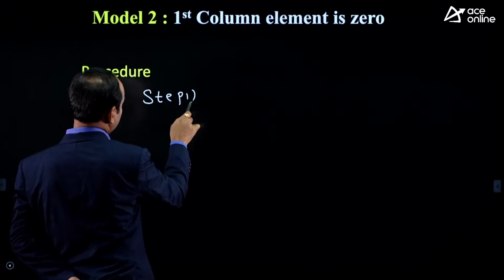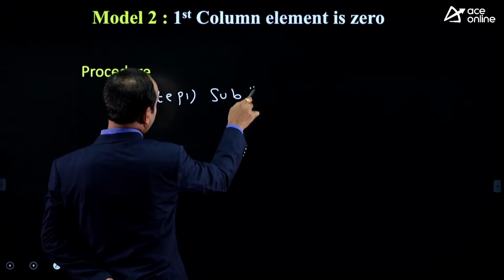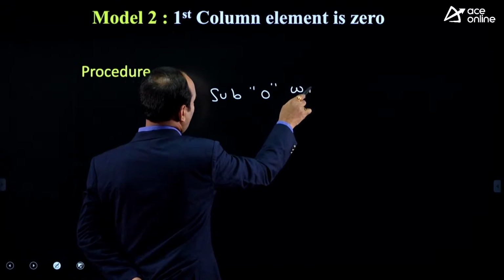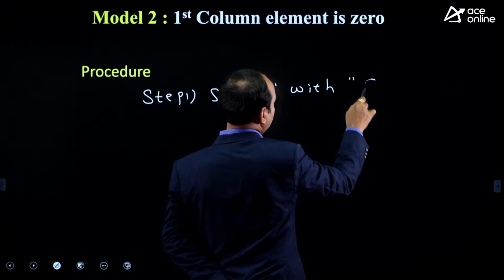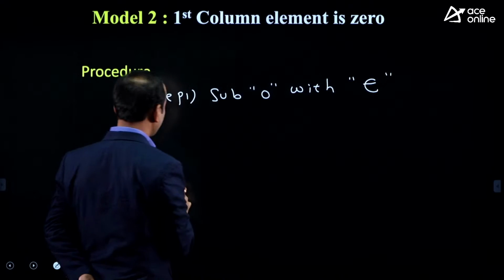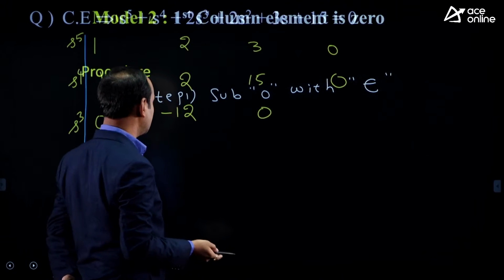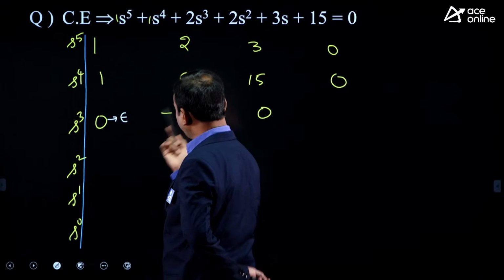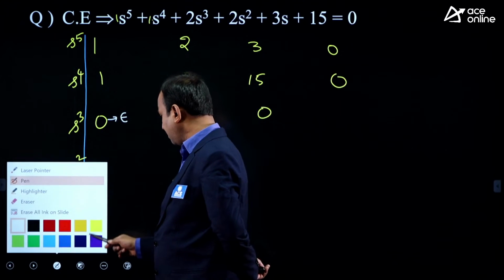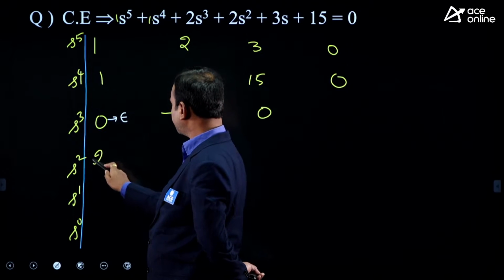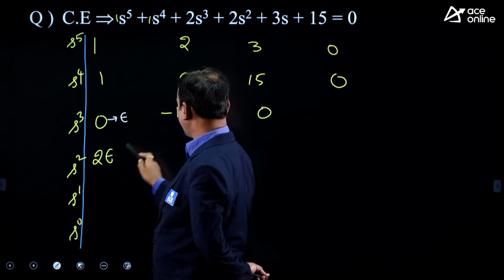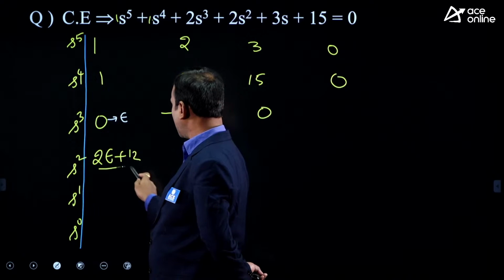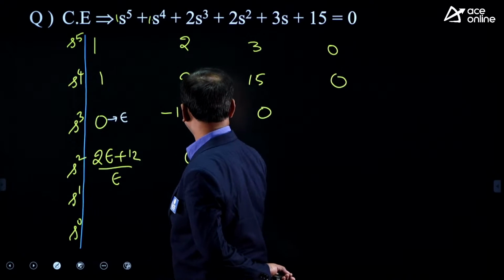What is step number 1? Substitute the 0 with the smallest value, that is epsilon. Then step number 2, continue with epsilon. So what I am doing here, I am substituting 0 with epsilon. Continue means 2 epsilon minus of minus 12 plus 12 upon epsilon, this is 0.